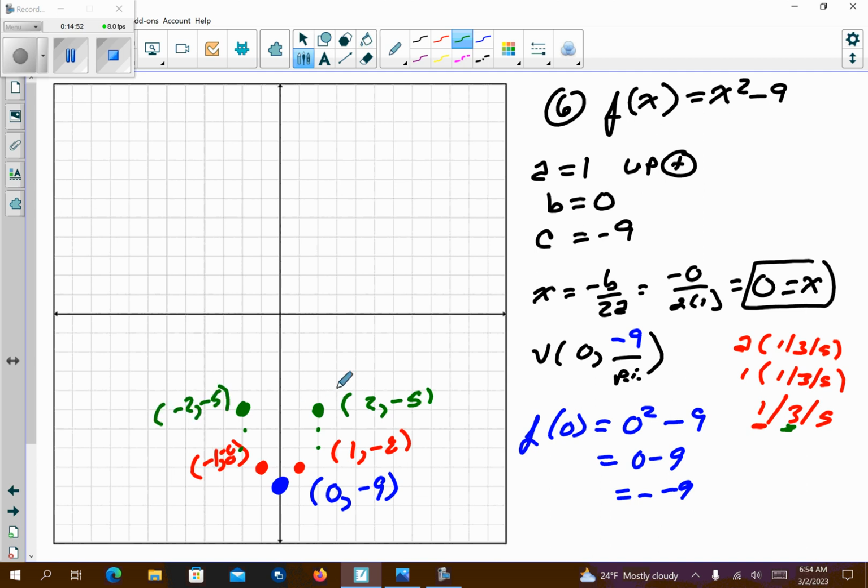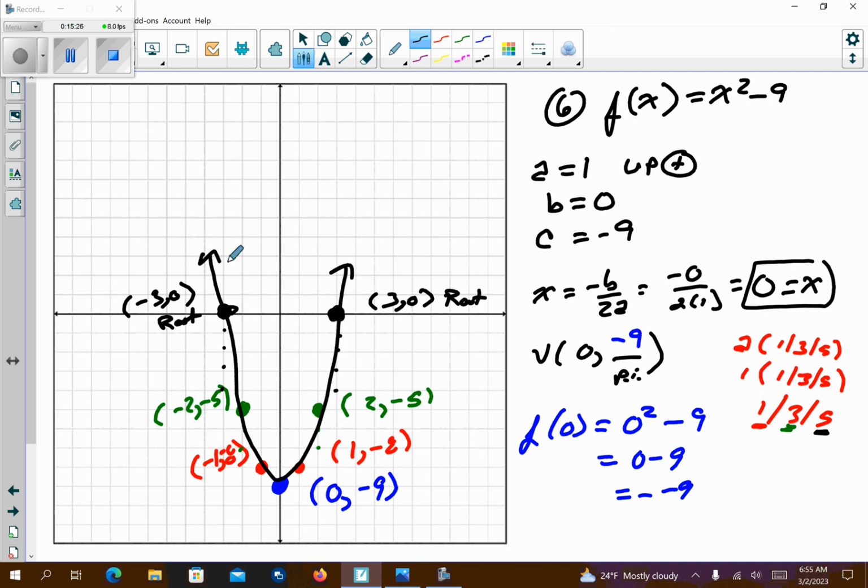I would go ahead and plot the last 5 just to see if we can get to a root. So I'm going to go right 1, up 5. And look at that, we did find a root. 3 comma 0, that is a root. And then I'm going to go left 1, up 5. That found me another root, so that's at negative 3 comma 0. And again, a root is where it crosses the x-axis. This is our parabola if we draw it in. And that's your answer.